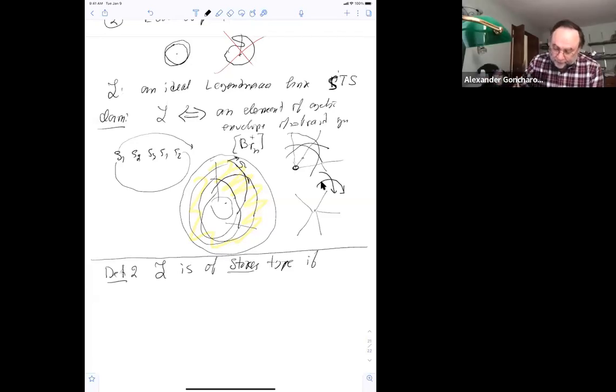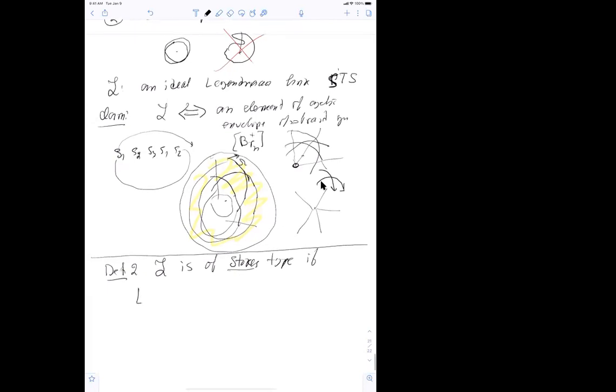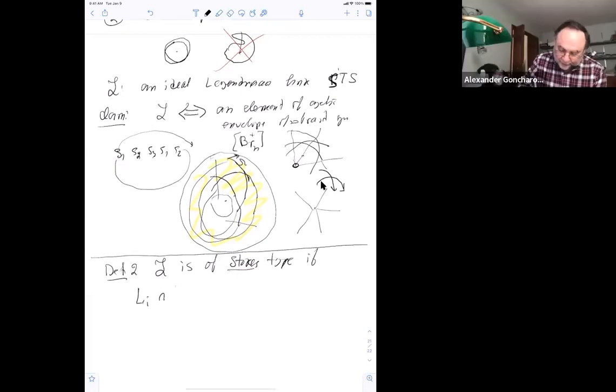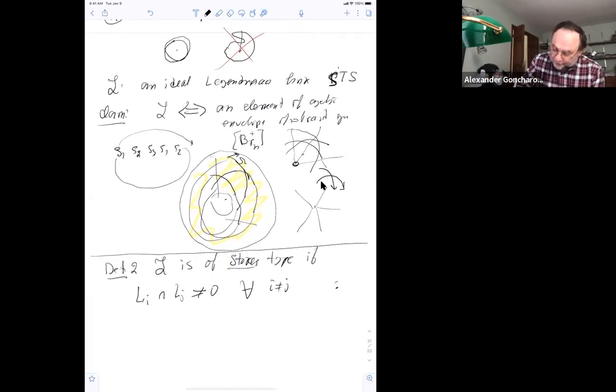So now, important thing. We say that L is of Stokes type if the following conditions hold: the intersection of them is not empty for any i not equal to j, that all of them intersect. For example, the one which we had in the beginning, these concentric circles, they are not of Stokes type. This is not Stokes.